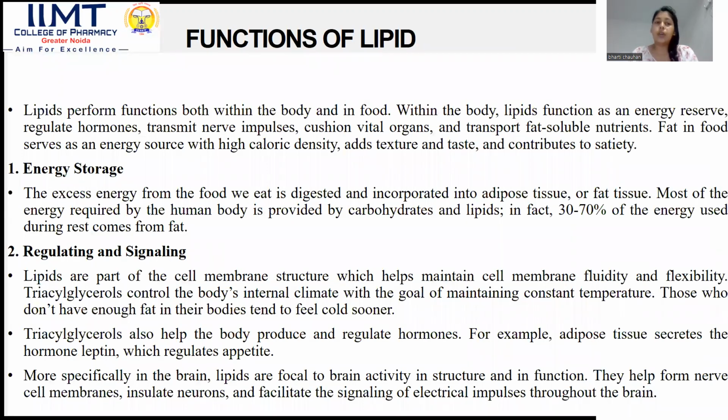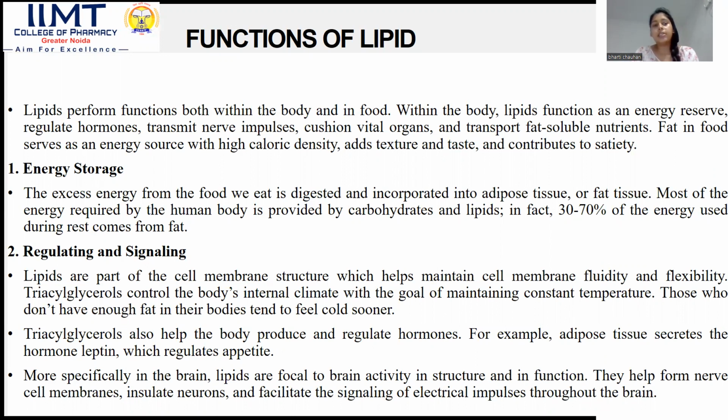Now, the function of lipids. What are the functions of lipids? Fat in food serves as an energy source with high caloric density, adds texture and taste, and contributes to satiety. So the first point is energy storage. Excess energy from the food we eat is digested and incorporated into adipose tissue, or fat tissue. Most of the energy required by the human body is provided by carbohydrates and lipids. In fact, 30 to 70% of the energy used during rest comes from fat.